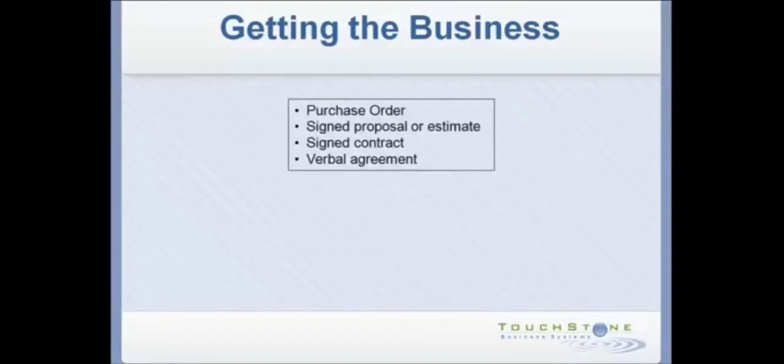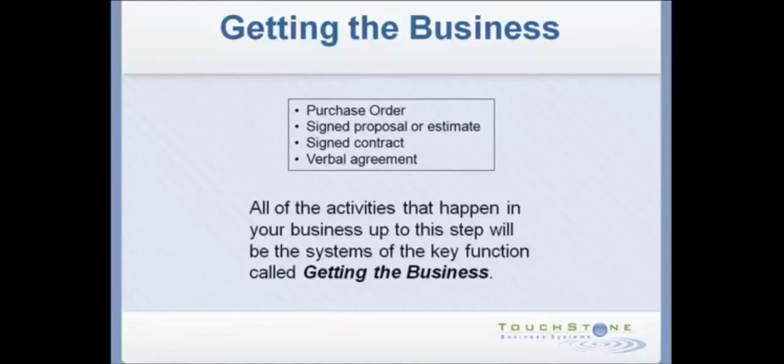It could be a purchase order, a signature on a proposal or an estimate, a signed contract. It could simply be a verbal agreement, but whatever it is, write that one step that most often occurs that indicates that a prospect has become a client. It's important to note that all of the activities that happen in your business up to this step are the systems or steps of systems in the key function called getting the business.